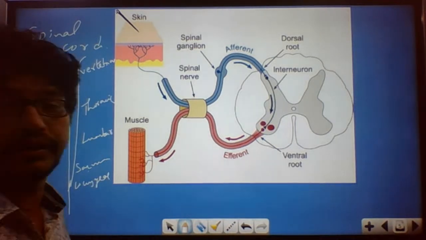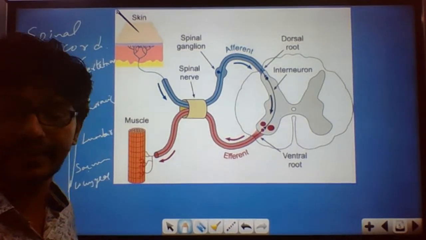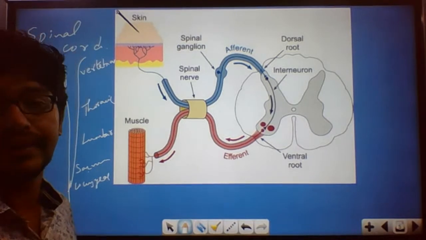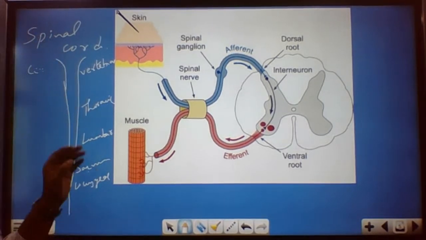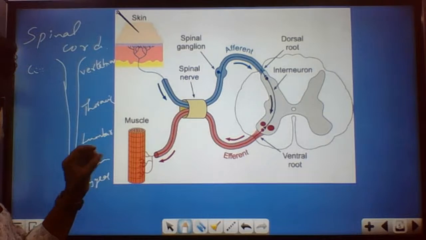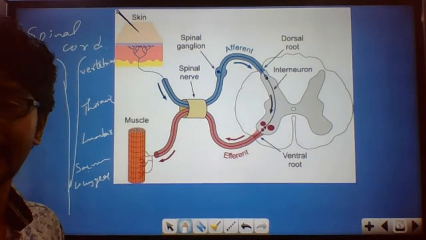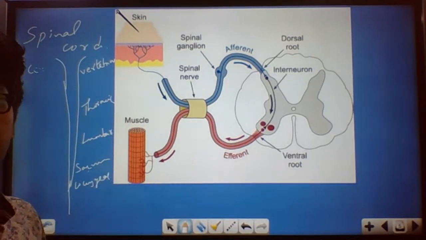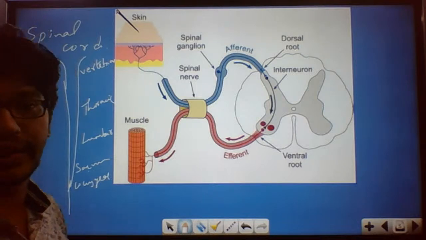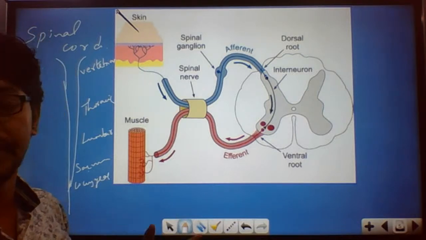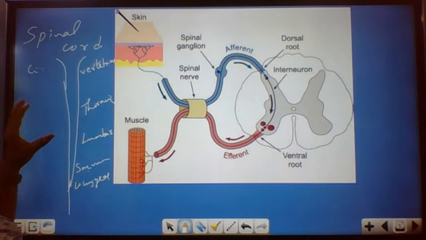Can someone tell me what is the length of the spinal cord? We discussed this in the last session itself. What is the length of the spinal cord? And what is the weight of the spinal cord? And how many segments are there in a spinal cord? I hope I told all these pieces of information last week itself.